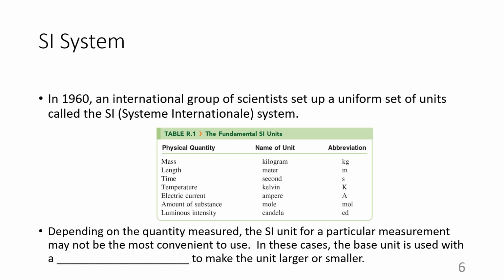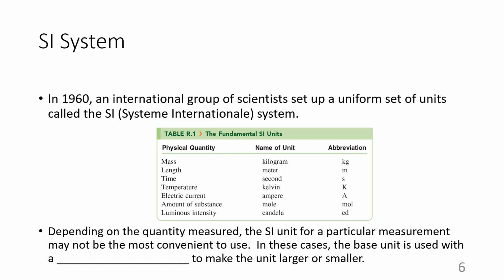In 1960, an international group of scientists set up a uniform set of units called the SI system. SI stands for Système International. And these are the standard units for all of the basic physical quantities that you would measure. For example, if you're measuring mass, the SI unit for mass is the kilogram. Length, the SI unit is meter. Time, the SI unit is second, and so on and so forth. These are the basic units. We will then look at some combined units. For example, density is mass divided by volume. And so the SI unit for density would be kilograms divided by meters cubed. Meters cubed would be the combined unit for volume.